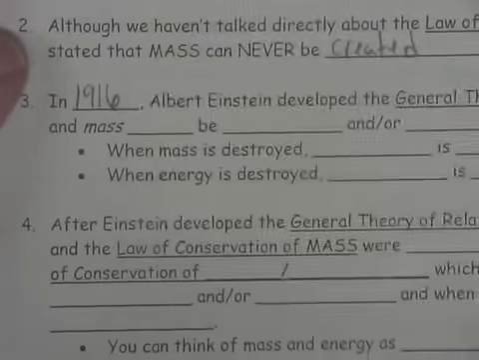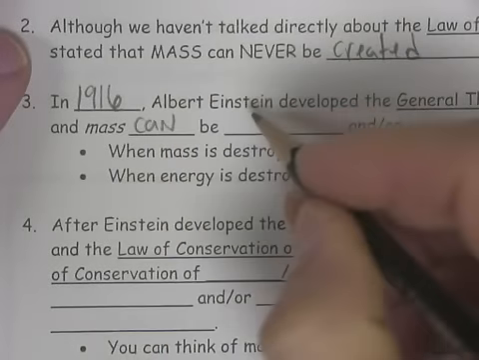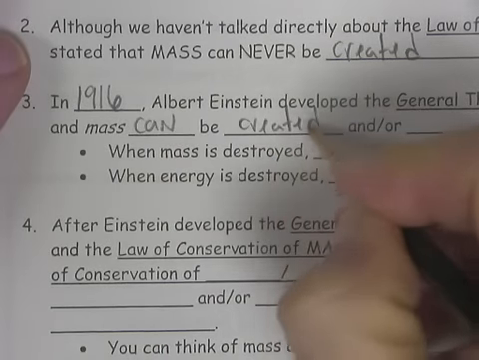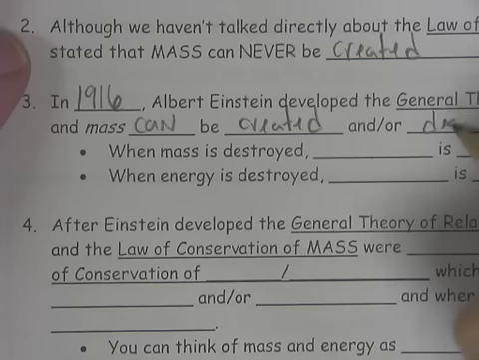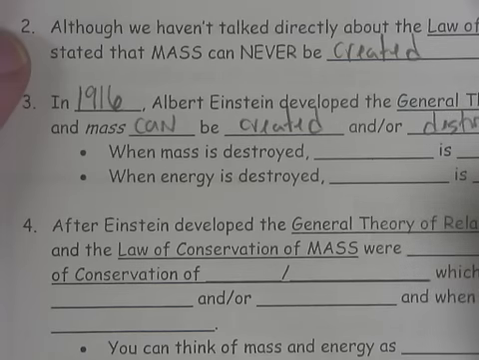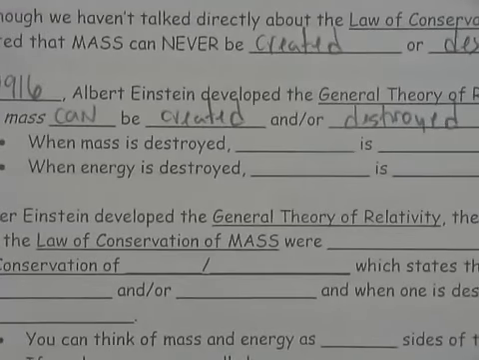And it says that energy and mass can be created or destroyed. That's the total reverse of what was thought before 1916. In 1916, Einstein came out and said, hey, scientific community, you've had it all wrong. Actually, we can create and we can destroy energy, and we can create and we can destroy mass.